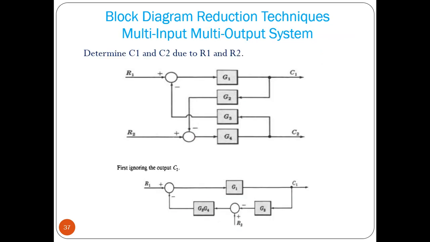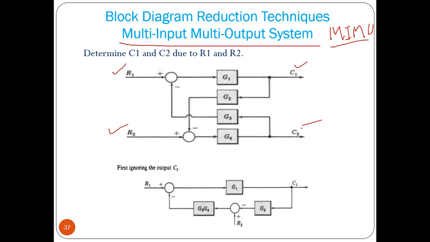Now let us find out what will happen if we have multiple input multiple output system, MIMO, that is multiple input multiple output system. Now I have taken one simple example. We have two inputs, we have two outputs.